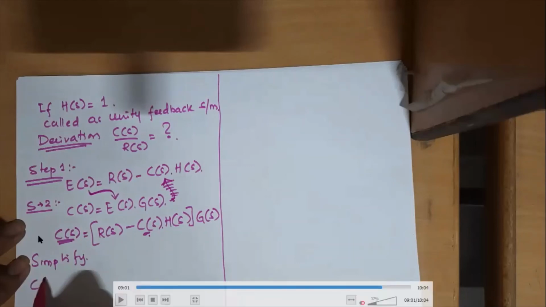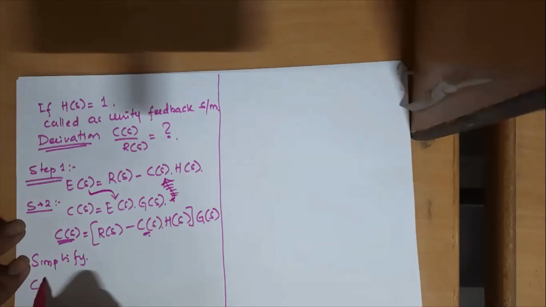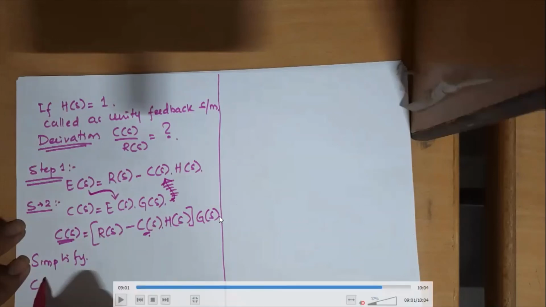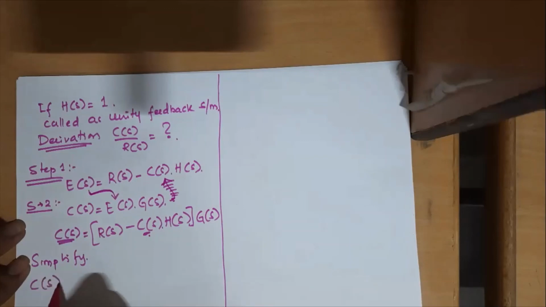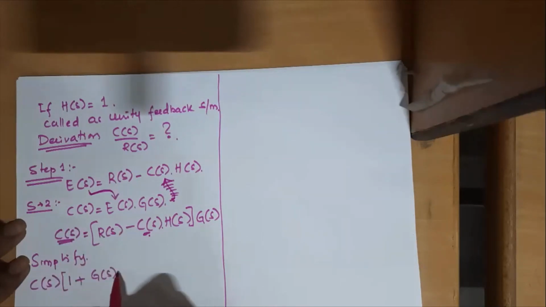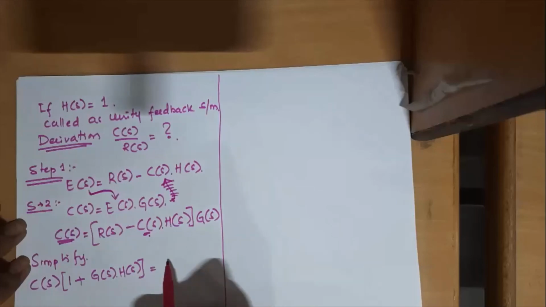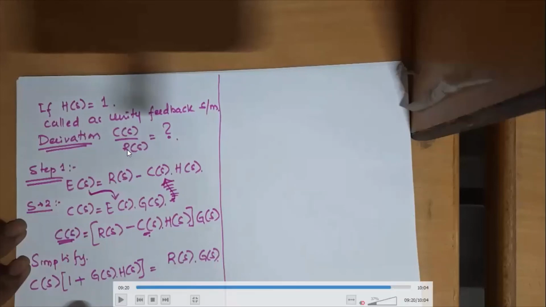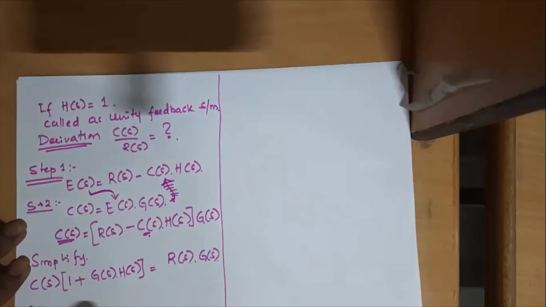So you can write C of S plus C of S into H of S into G of S equals R of S into G of S. So that way you can make out. Then I'll take C of S common on the LHS, so it becomes G of S into H of S plus 1, equals R of S into G of S. What we need ultimately is C of S by R of S, so take this R of S to the other side, the terms in the square bracket on the right hand side.